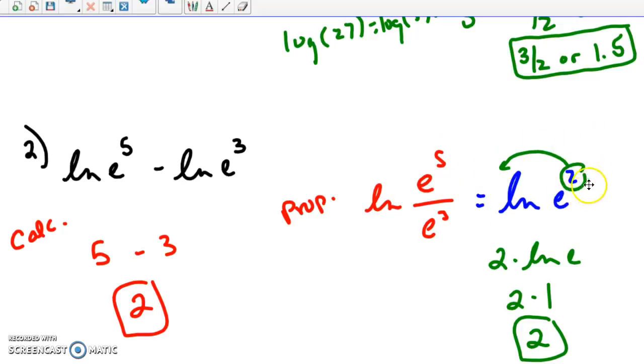From here, you can type this into your calculator or continue with the properties. Take that exponent of 2 and move it out front. 2 times the natural log of e. The natural log of e is always 1. So 2 times 1 gives you 2.